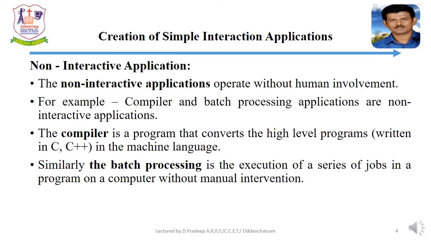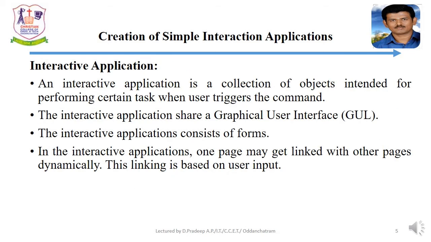Before that, we have to know about the non-interactive application. A non-interactive application operates without human involvement. For example, compiler and batch processing applications. A compiler is a program that converts high-level programs into machine-level programs. Similarly, batch processing is the execution of a series of jobs in a program on a computer without manual intervention. So we know that an interactive application is a collection of objects.